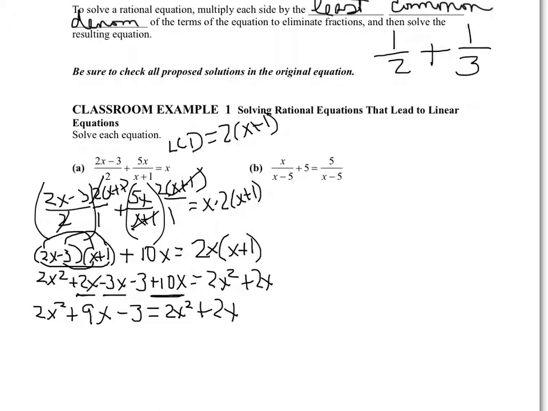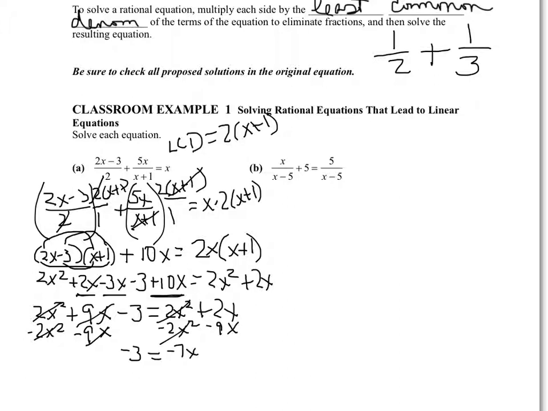Now it's time to see about getting like terms together that are on opposite sides of the equal sign. And notice what happens to these x squared terms. When I try to combine them, they cancel out on each side. So I do not have any x squareds remaining. If I subtract 9x from each side, in order to get the x's on the same side, I would have minus 3 equals a negative 7x.